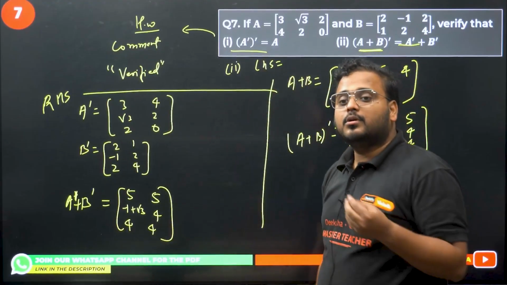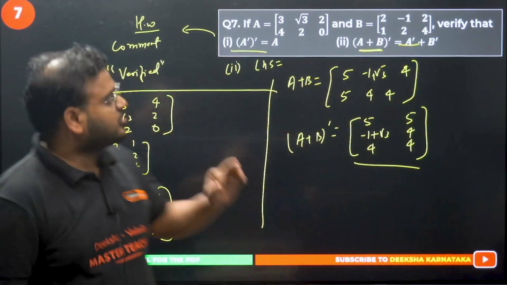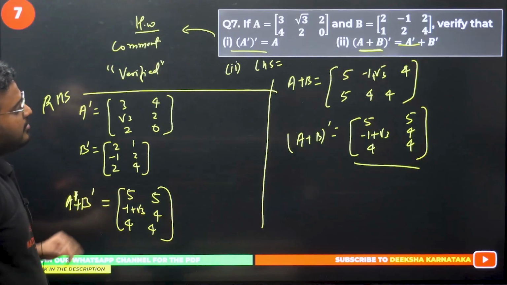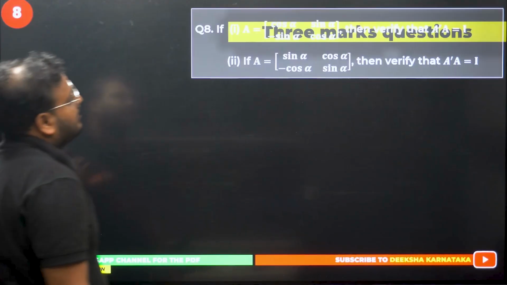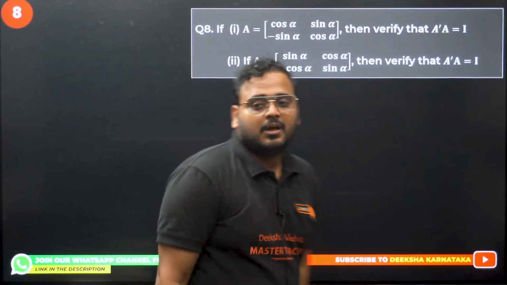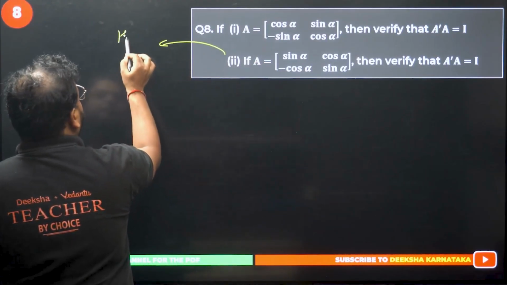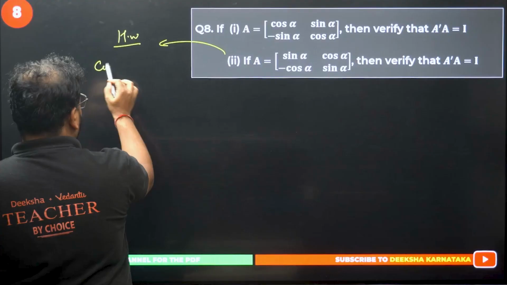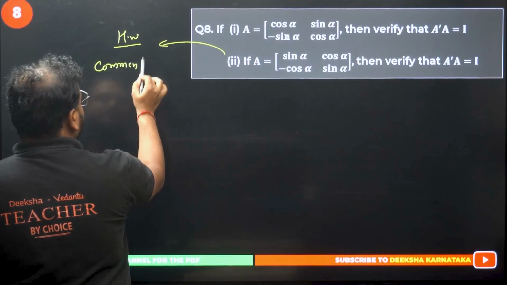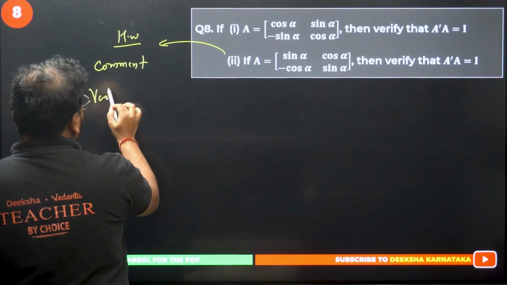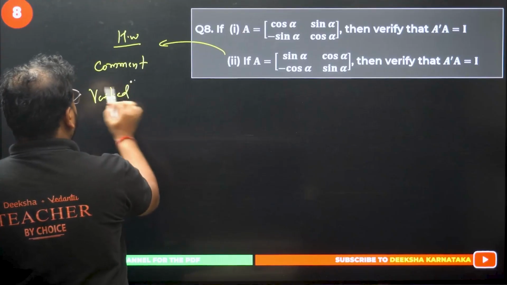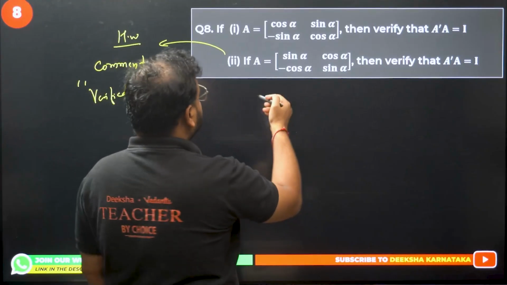We're going to move on to the 3 marker category. Let's see question number 8, which will be from 3 marker. This is clear. Okay, 3 marker category. Let's solve this question. Again, a similar problem; you have to solve it. This is your homework. Comment, verified. Okay, the first one I will solve for you.